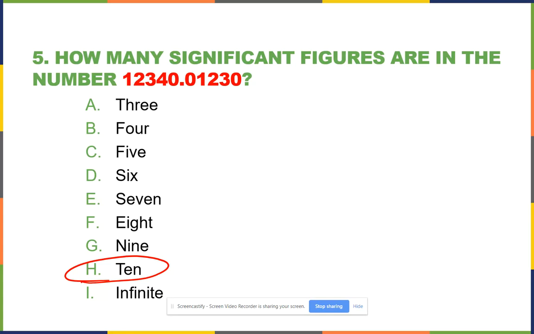Russell? It has to be a trailing zero after a decimal. A leading zero after a decimal is not necessarily significant, but a trailing zero after a decimal is. And then the other rule, zeros between significant digits are also significant. So in this case, these two zeros were significant because they're between significant digits. And as Russell said, this one here is significant because it's a trailing zero after the decimal.